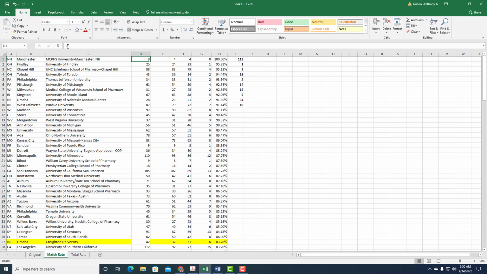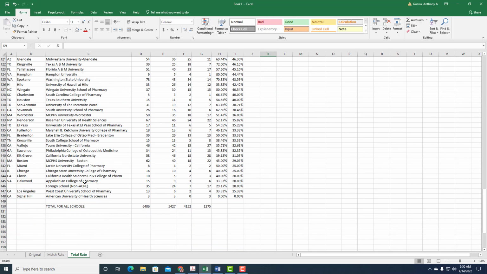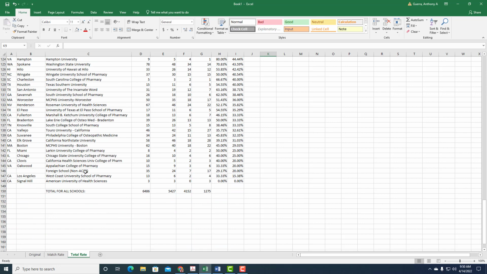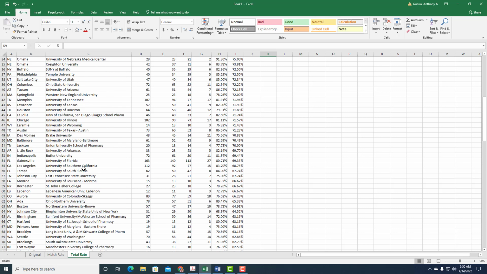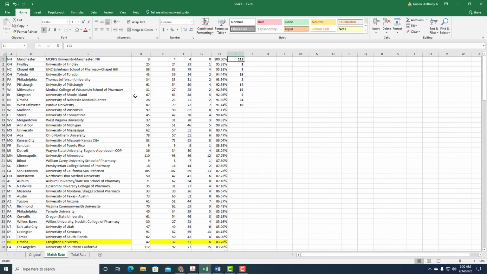But if you put that 50%, the 4 that matched out of the 8 that registered, they rank 113th out of the total rate, which includes 147 schools plus the foreign schools, which always match at a rate that is generally pretty low. And only 2 schools matched below the foreign school rate.